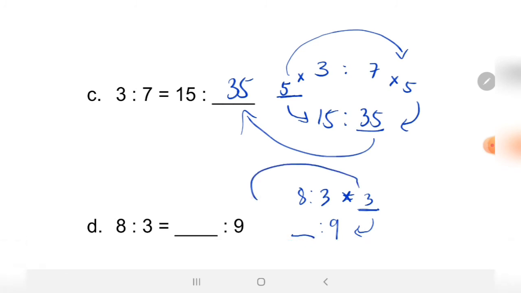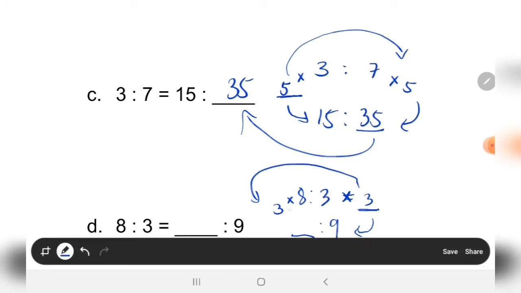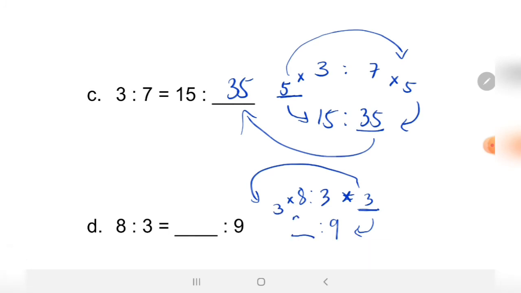So we will do the same in here. We multiply it by 3. So 8 times 3 equals, okay, very good, that is 24. So our answer is 24.